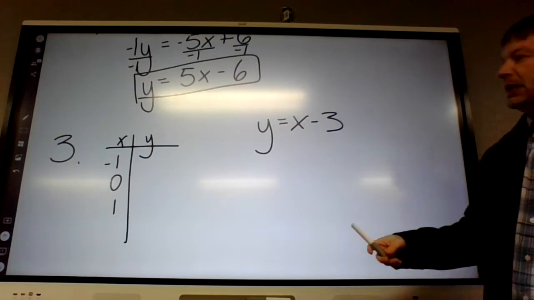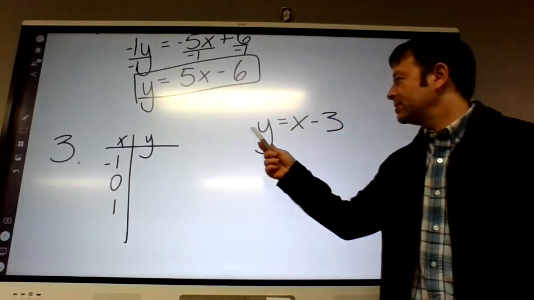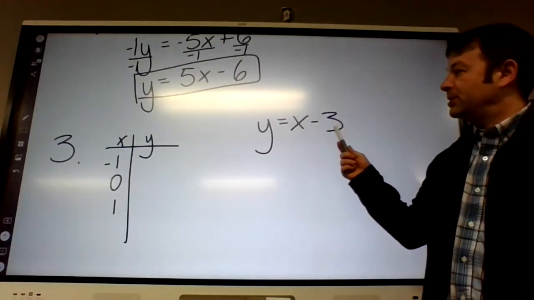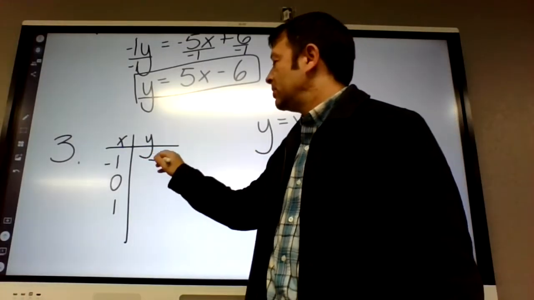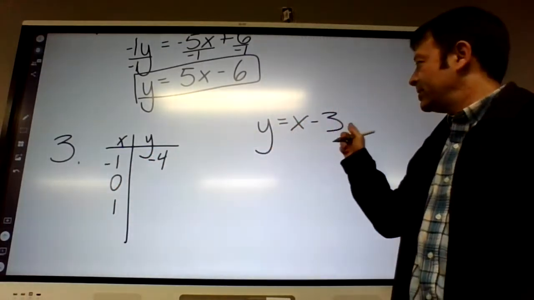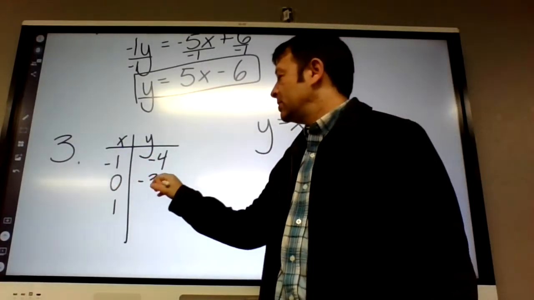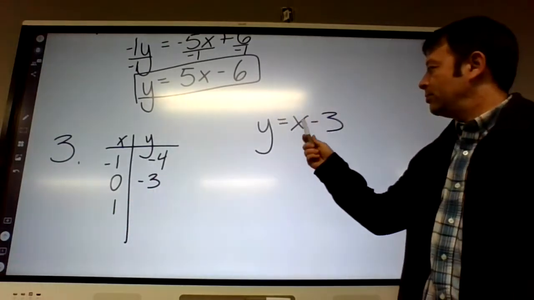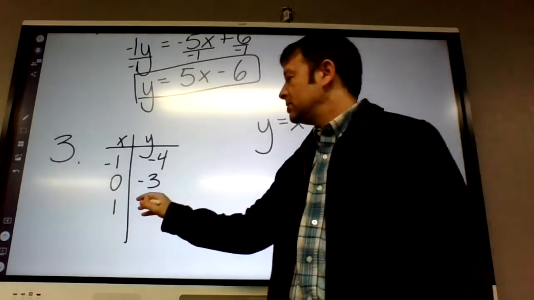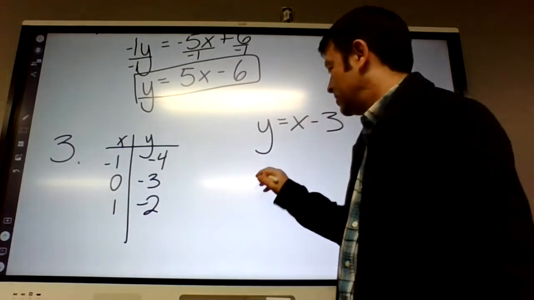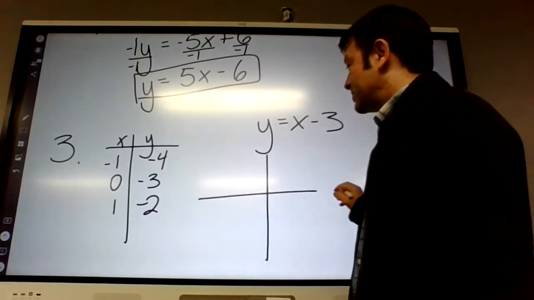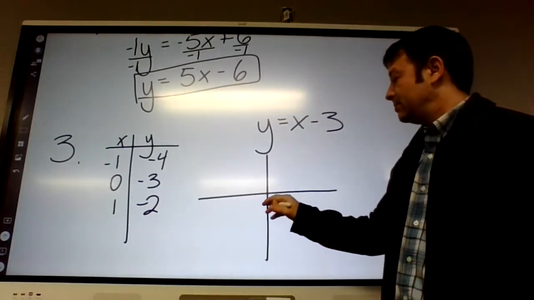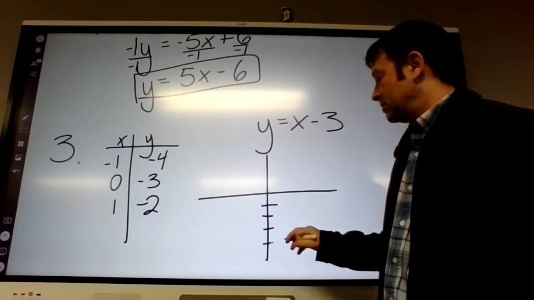So if I put negative 1 in for x, I get negative 1 minus 3, negative 4. If I plug in 0, 0 minus 3, negative 3. If I plug in 1, 1 minus 3, negative 2. And I have to graph this. Okay, that's not too bad.